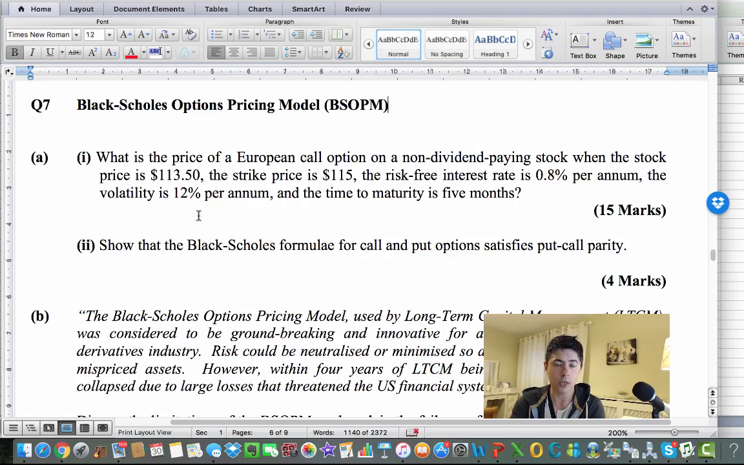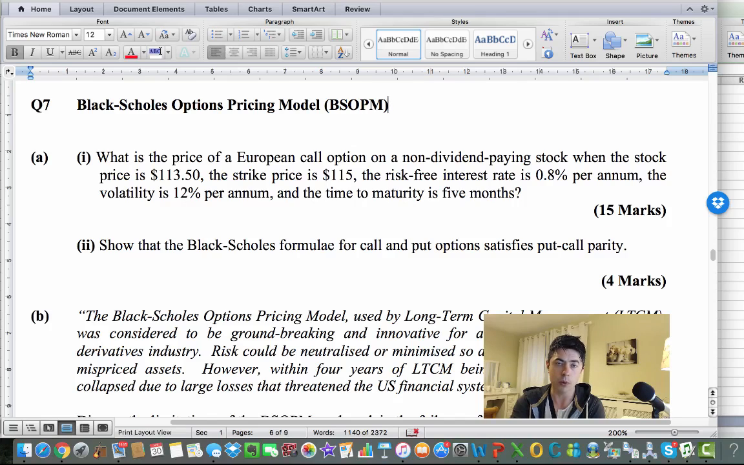So let's take a look at the variables that we need for them. We need to know, firstly, the stock price, which in this case is 113.50, the strike being near the money here, 115, the risk-free interest rate at 0.8%, the volatility at 12%, and the time to maturity is 5 months. So I'm going to summarize all of those in Excel, and I'll show you the formula.